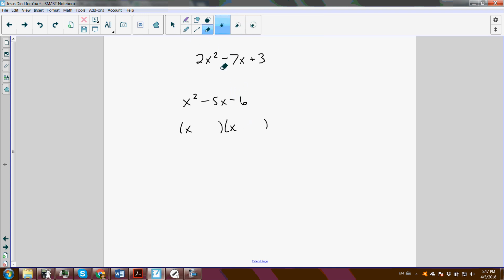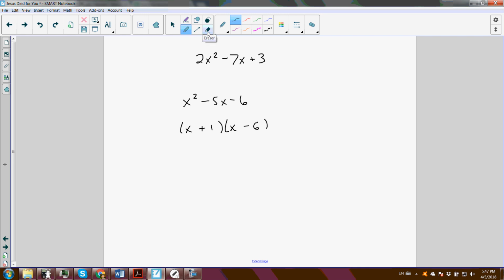Then we know the two numbers have to multiply to negative 6 and add up to negative 5. So the two numbers would be plus 1 and minus 6. 1 times negative 6 is negative 6, and 1 plus negative 6 is negative 5. So you can just play that little game.